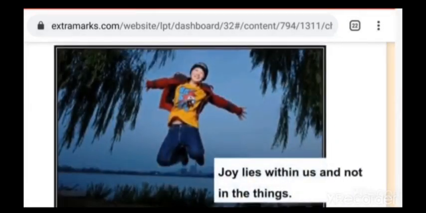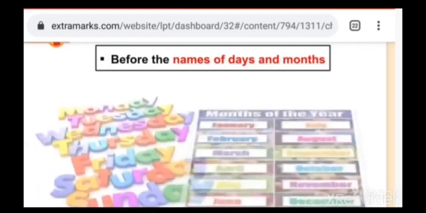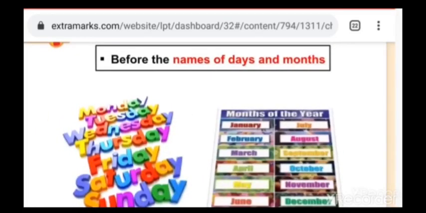For example, joy lies within us and not in the things. We don't say the joy. We don't use the definite article before the names of days and months. Example: January is a cold month.